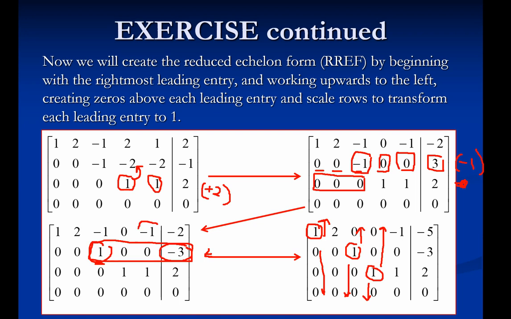Okay, except this entry right here needs to become, wait, I'm sorry, this entry is above a pivot. It needs to become 0. How do we do that? Well, we take the second row and add it to the first. So when I do 1 plus 0, I get this 1. And I do 2 plus 0, and I get this 2. And 0 plus 0 is 0.